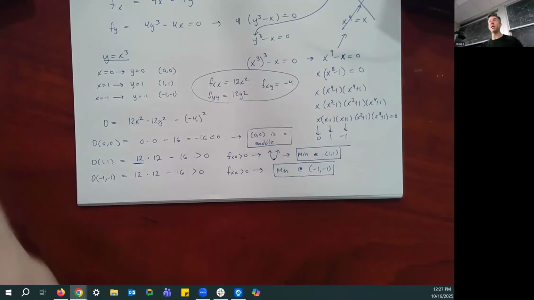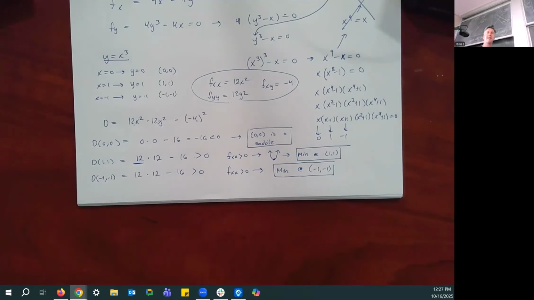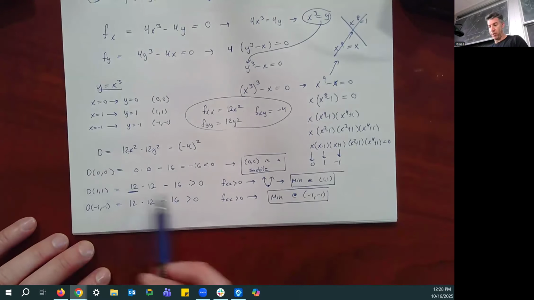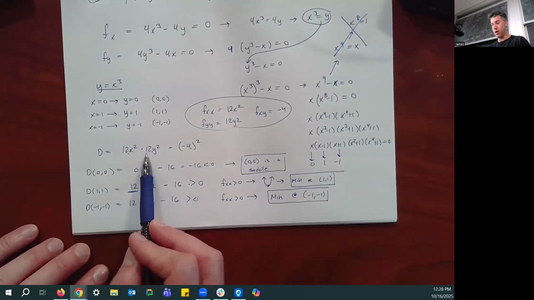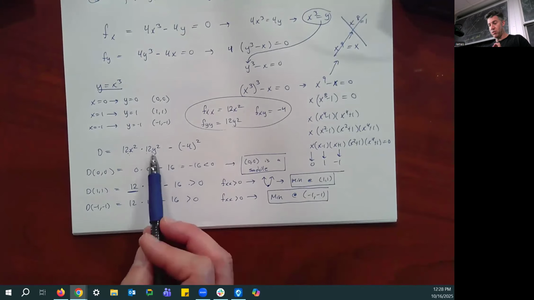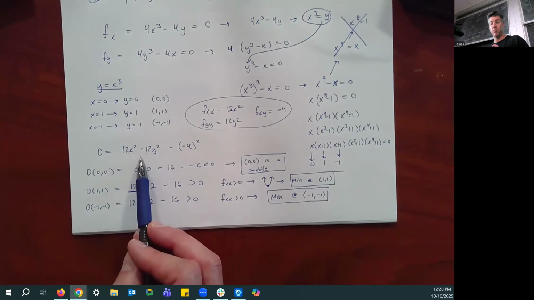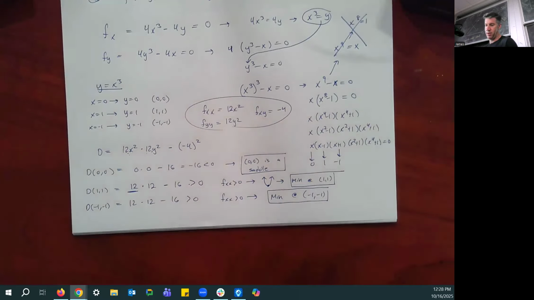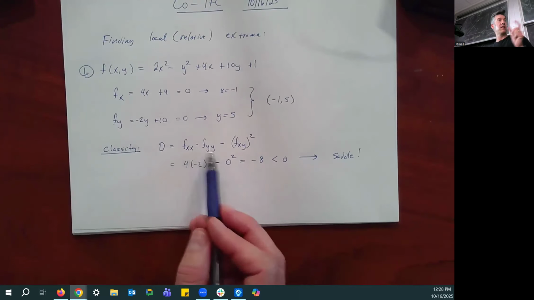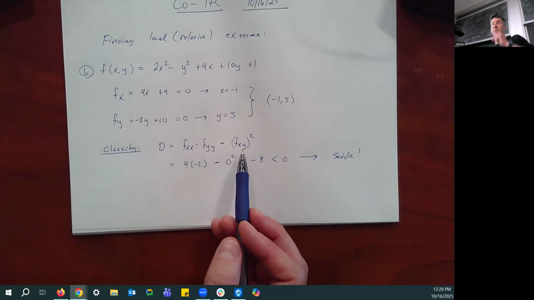So you're only using fxx to see whether or not it's that minimum point? Yes, or maximum. Here's what's happening. Technically, you could use either one. And here's why. This D thing we're calculating is going to be something times something, and then always minus a positive number. So if fxx and fyy have opposite signs, like one's positive and one's negative, then that product is going to be negative, and then you're subtracting out something positive, so it's going to be even more negative.